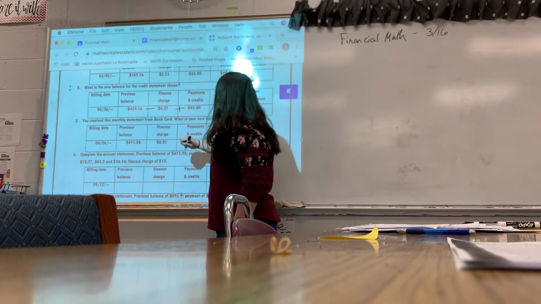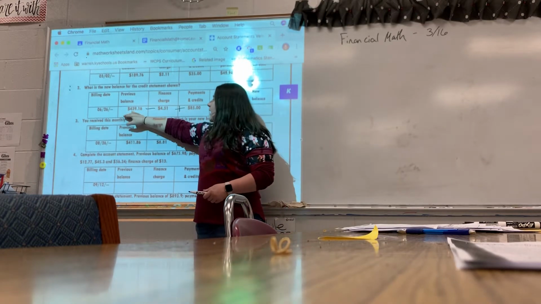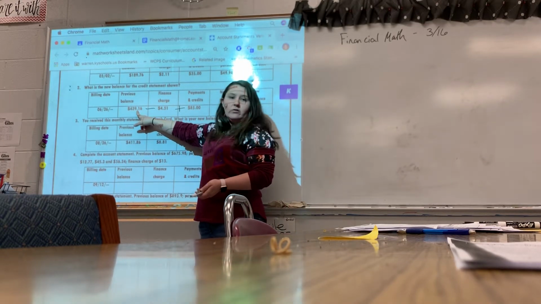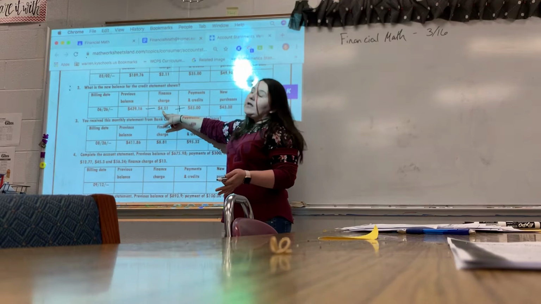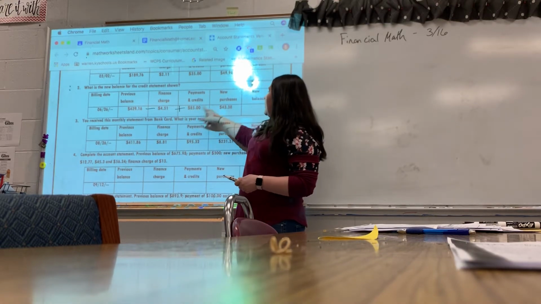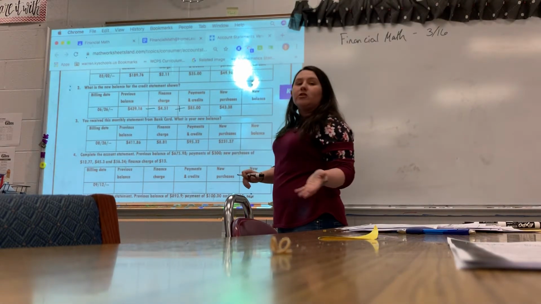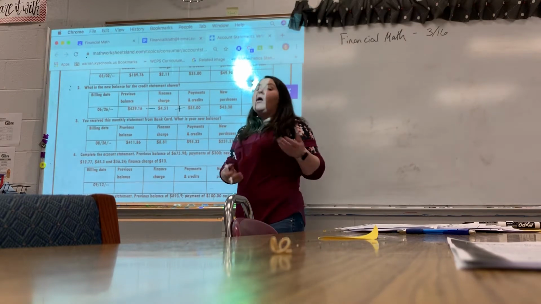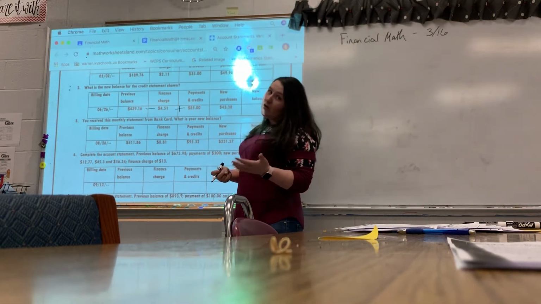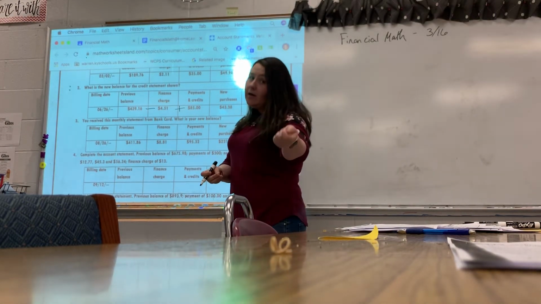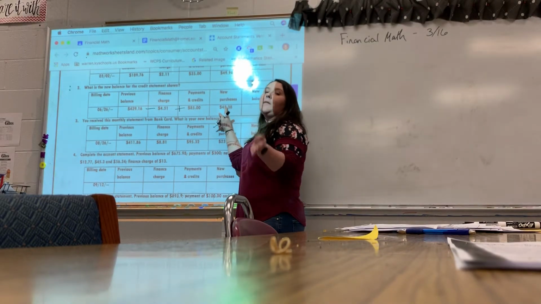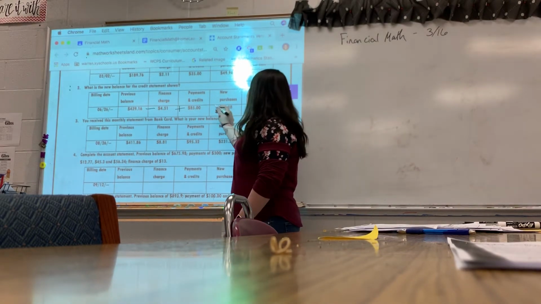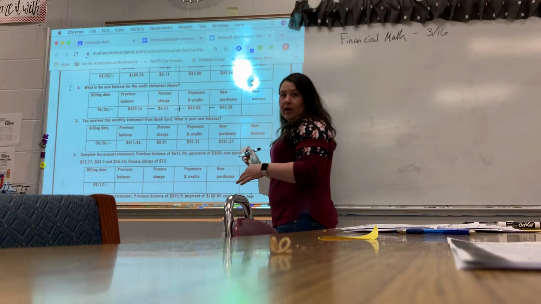So if we're adding it back to the account, then I'm going to have my previous balance, $439, subtract my finance charge, and then add my payment or credit. And then finally, I have a new purchase. A new purchase means I bought something. If you're purchasing or buying, that means you're going to have to pay money for it. That money has to come out of your account, so this one is also going to be another subtraction.